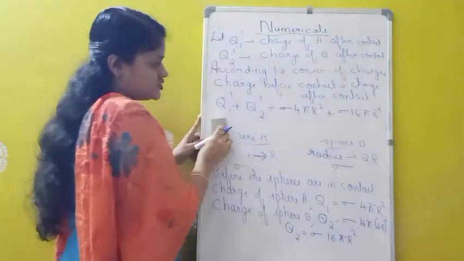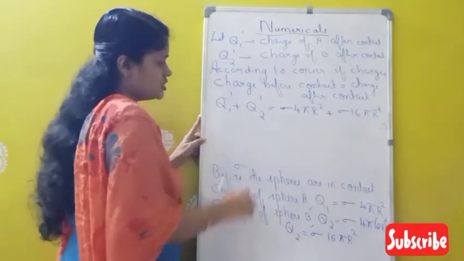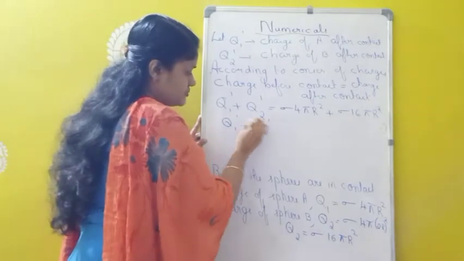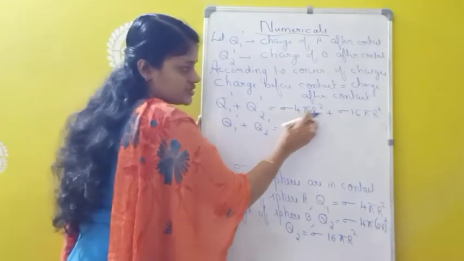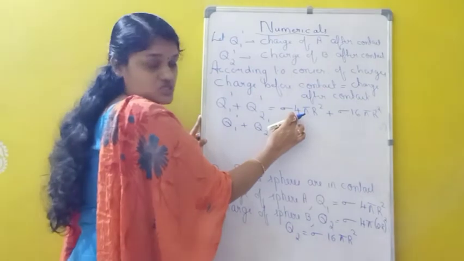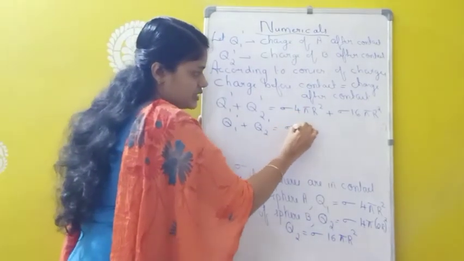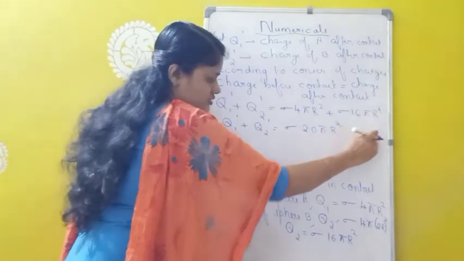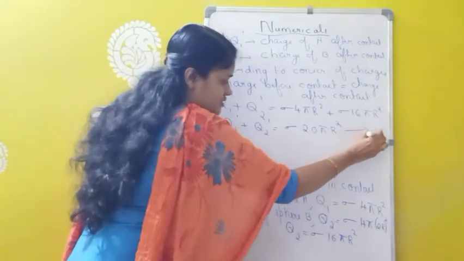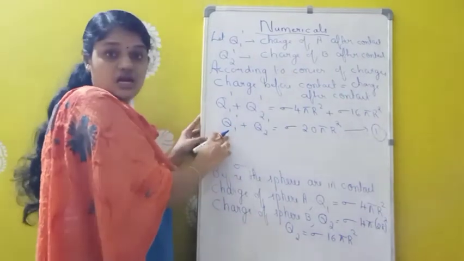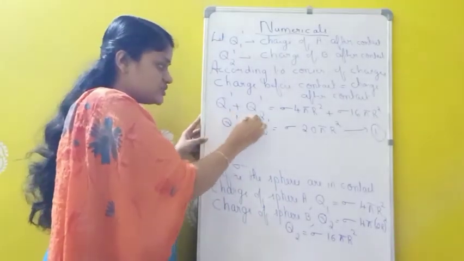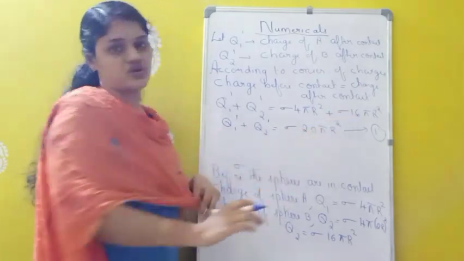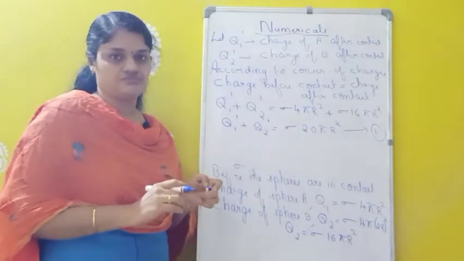So Q1 dash plus Q2 dash equals, here 16 plus 4 is 20, so we can write sigma 20 pi r square. Take it as equation number 1. The total charge after contact, Q1 dash plus Q2 dash, is equivalent to sigma 20 pi r square. So take it as equation 1.